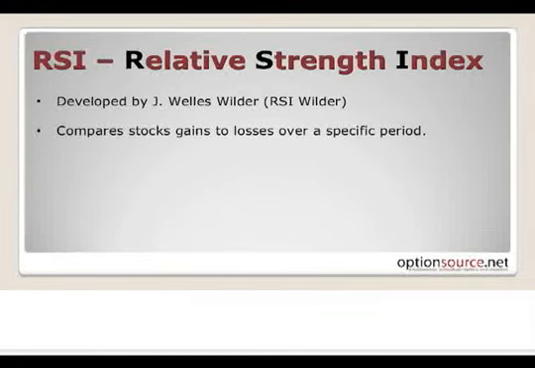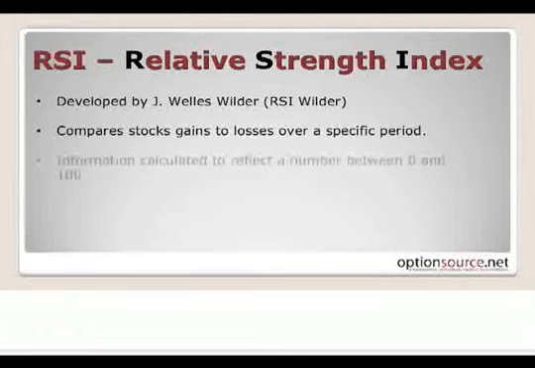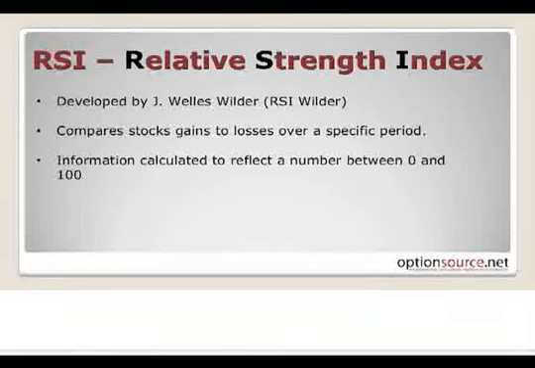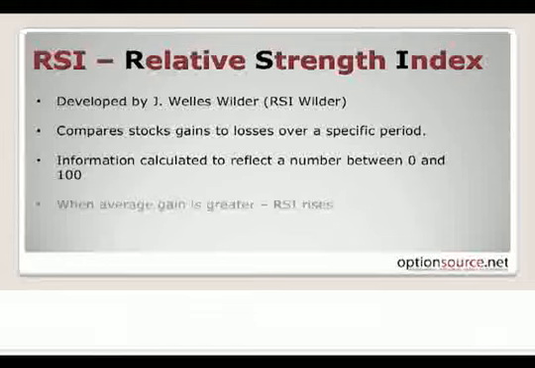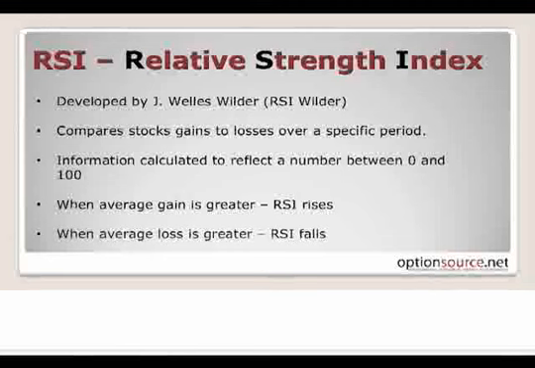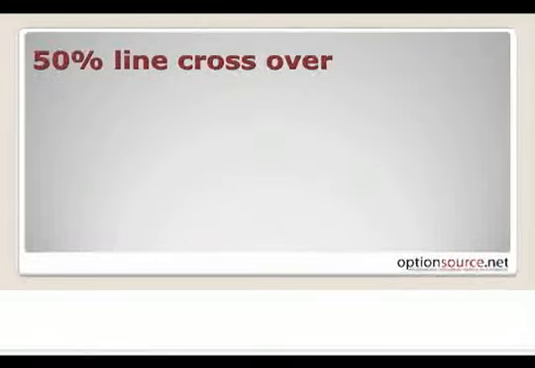Now, the idea is that this particular indicator compares a stock's gains and losses over a specific period of time, and you actually can select that specific period of time. The information is calculated to reflect a number between 0 and 100. I'm going to show you an example in a minute here. But when the average gain is greater, your RSI rises, and that's suggesting that we have some significant momentum towards the upside. And, of course, the opposite is that when the average loss over that time frame is greater, your RSI is going to fall, suggesting that we're starting to pick up momentum to the downside.